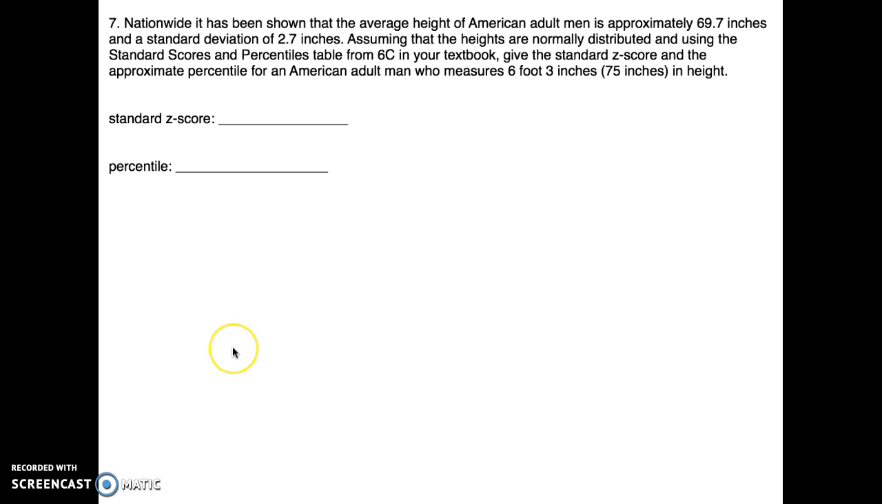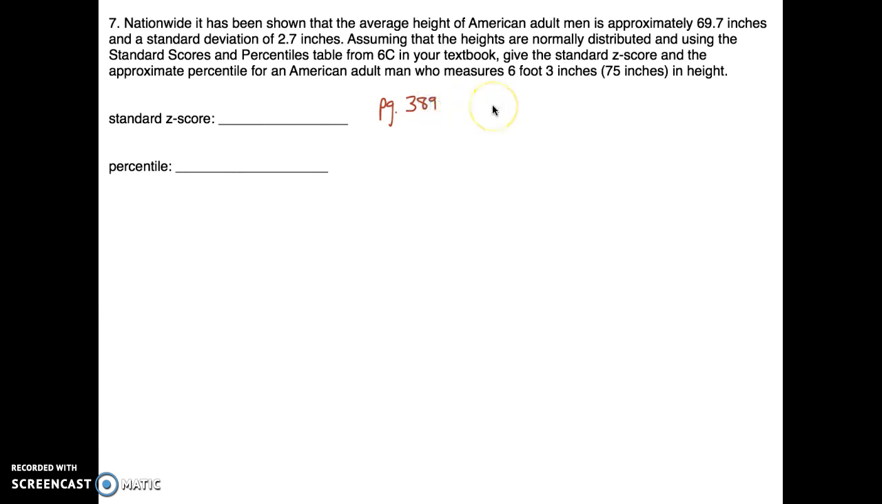So on number 7, we're going to be finding the z-score, or the standard z-score, or the z-score. So those are the three different things that can be called. So the formula for this is on page 389. And we already went over this in one of the other problems in part 1.